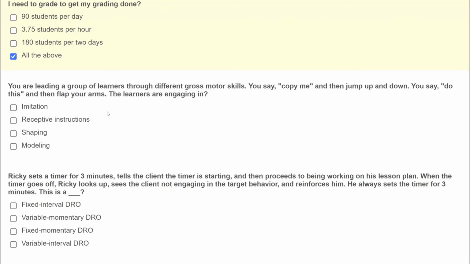Not technically. Imitation needs to occur without a verbal stimulus, without a verbal prompt. Okay. And that's a little more high level than maybe you need to get, but it's good to know. What they're actually doing is receptive instructions, because what you're telling them, copy me, is just an instruction. Do this is just an instruction. They're not actually imitating, they're following your instructions. So by copying you after you say copy me and doing this after saying do this, they're engaging in receptive instructions. The learners are not engaging in shaping, and the learners are not engaging in modeling.